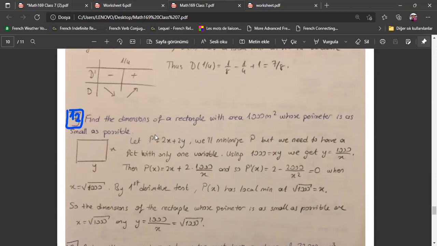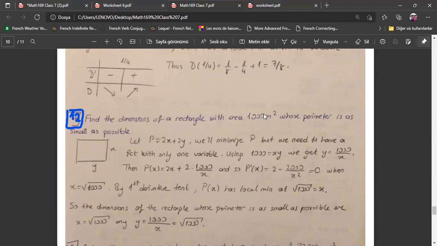We want this perimeter, this function, to be minimum. So it means we need to minimize this function, but it's a function with 2 variables. We don't know that yet. So we need to write one of the variables in terms of the other to get a function with one variable. Okay, so how can we do that? We will use this info here.